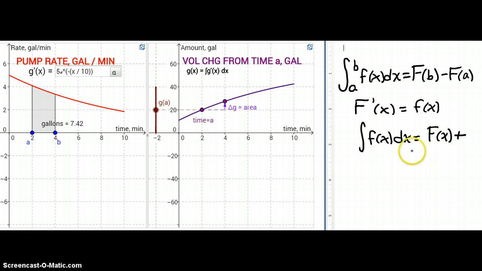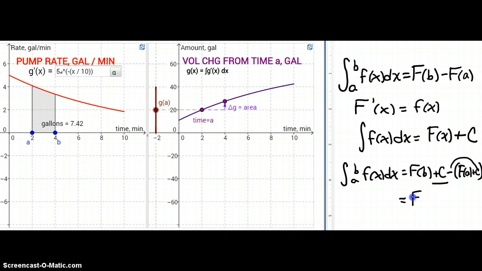And normally when I write an antiderivative, I have to put a plus c, but you'll see that if we do this, I'll get F of b plus c minus F of a plus c. And the c would have to be the same because we're dealing with the same antiderivative function. And so you'll notice that the plus c will cancel out with the minus c, giving me the formula that I've already written. And so it really doesn't matter what the value of c is.